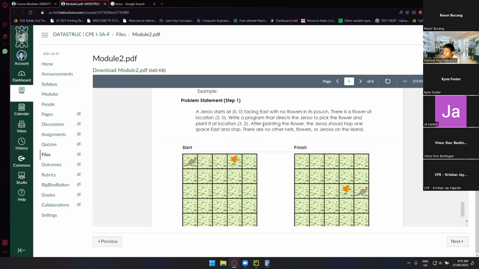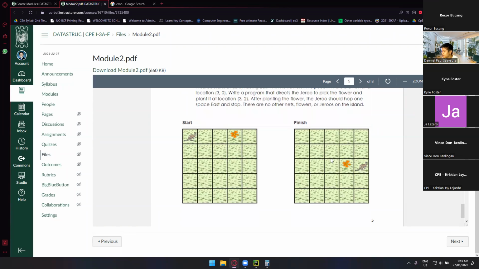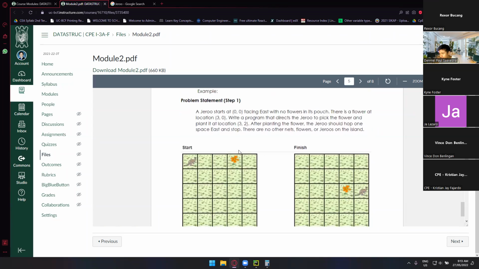After planting the flower, the 0 should hop one space east and stop. So after planting, it hops once, facing east, and then stops right there. So right now the 0 is at location 4, 3. There are no nets, flowers, or other 0s on the island, which is true. There are no other flowers aside from this one, or other 0s aside from this one. So that is the problem statement. We've simply identified everything, and what happens from the start up to the end.